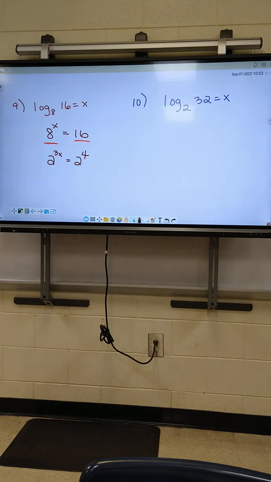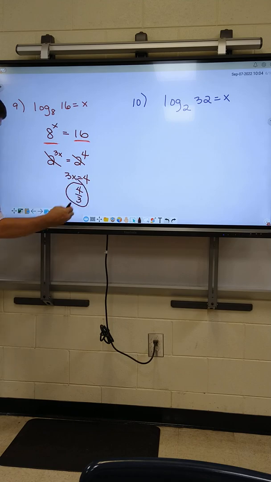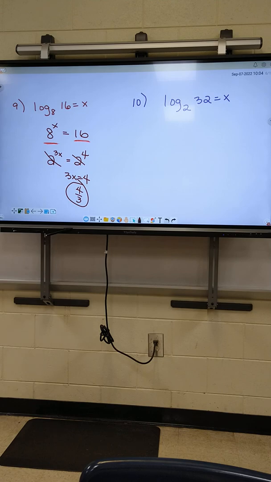Looks like the answer is going to be a fraction. All right, so I mark out this 2 and this 2. I got 3x equals 4. So my answer on this one is 4/3. All right, see if y'all can do number 10. And again, use the board. You have to simplify.